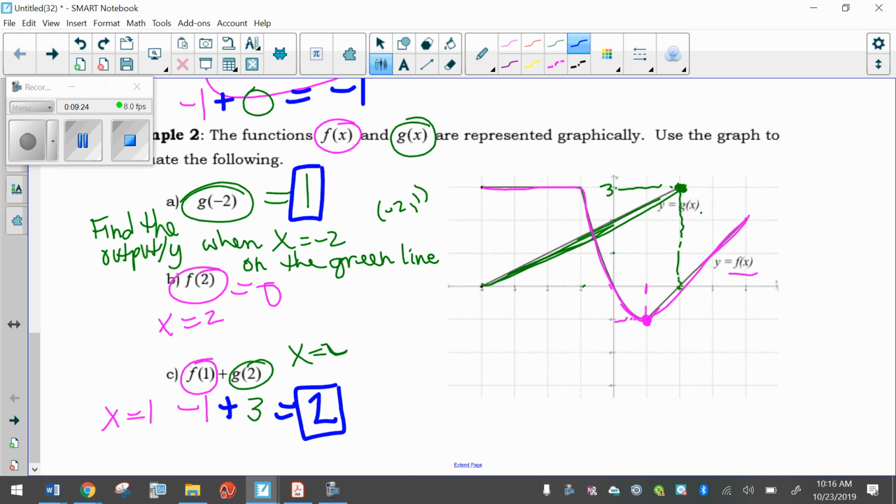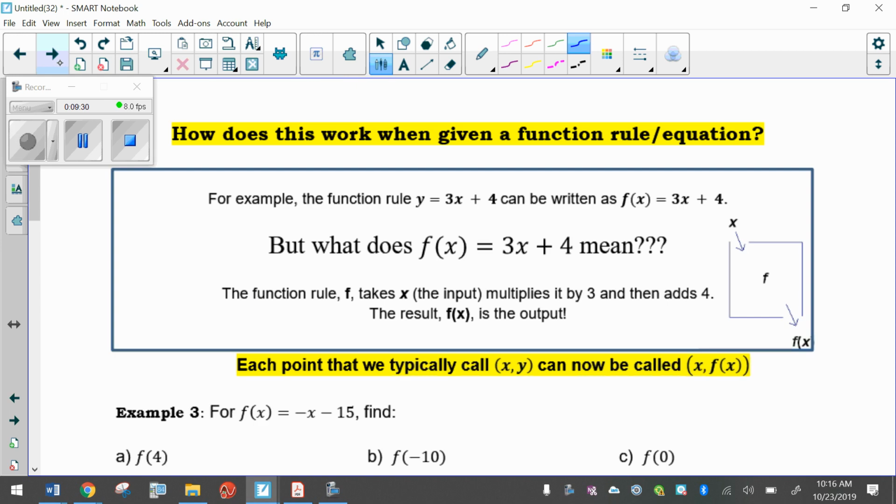So here are your final answers. Function notation from a graph. All right. So the last part is where it gets a little more involved. How does this work when given a function rule, otherwise known as an equation?